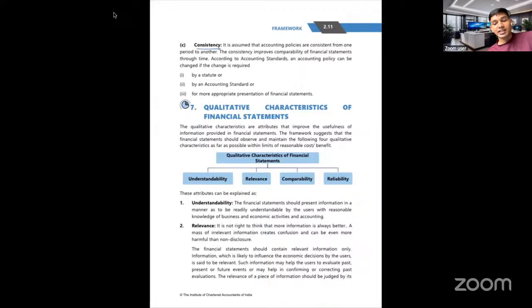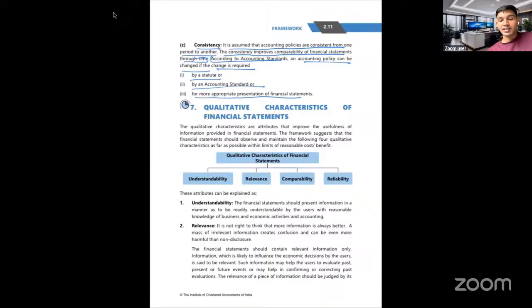Then we will see consistency. It is assumed that the accounting policies are consistent from one period to another, and consistency improves the comparability of financial statements through time. According to the accounting standard, an accounting policy can be changed if the change is required by a statute, by an accounting standard, or for a more appropriate presentation of financial statements.